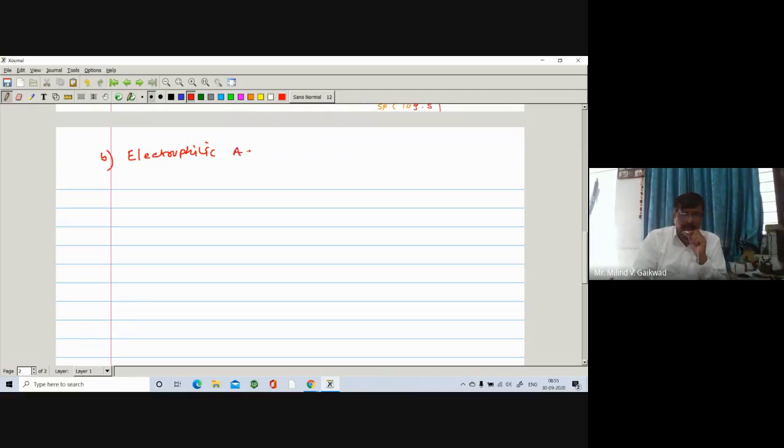Electrophilic addition mechanism. In the electrophilic addition mechanism of a carbonyl compound, the reagent reacts with the carbonyl compound, that is, the electrophile reacts first. So here we'll write the mechanism in general first. Here is a carbonyl carbon double bond O, right?